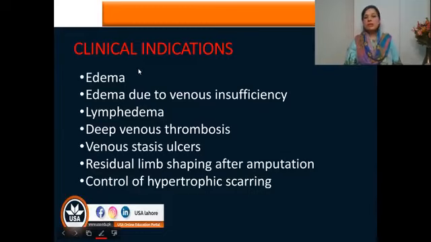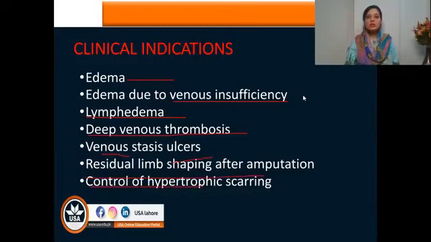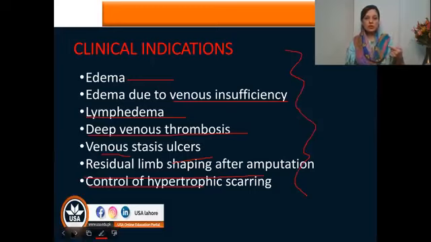So what are the clinical indications? I said we are going to use it in edema. Edema can be of different reasons. It may be due to venous insufficiency. It may be due to lymphatic blockage, or it may be used in DVTs. We can use it in venous stasis ulcers. We can use it for residual limb shaping after amputation, and to control hypertrophic scarring. So these are the possible clinical indications in which we can use external compression.